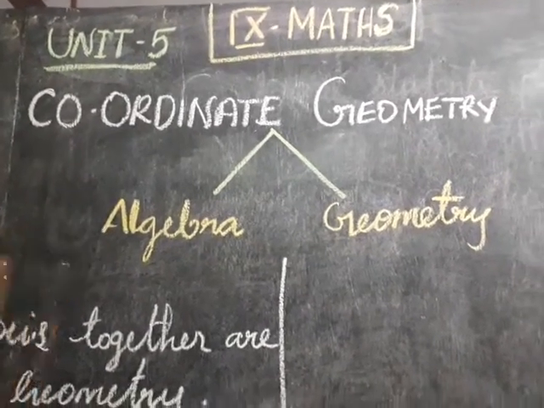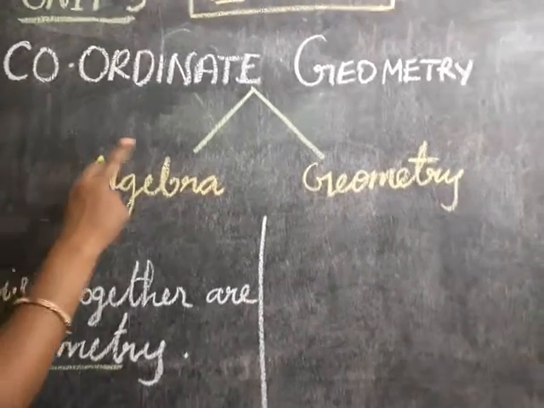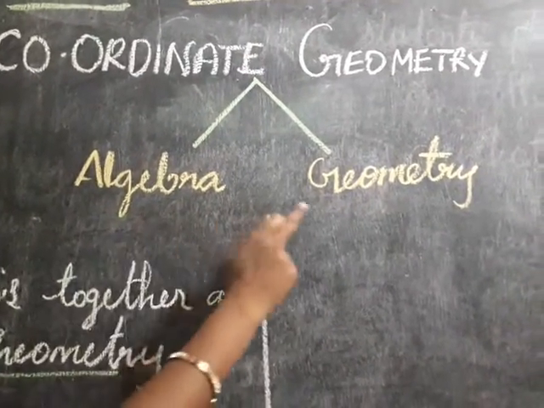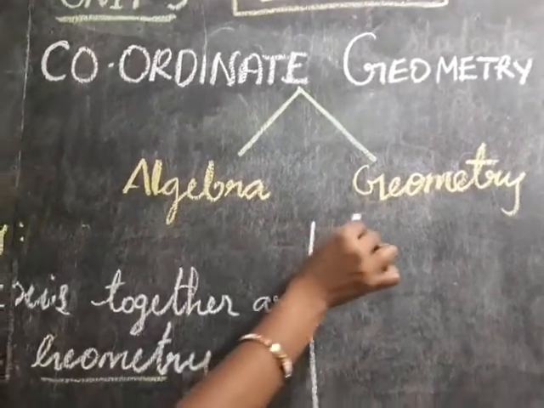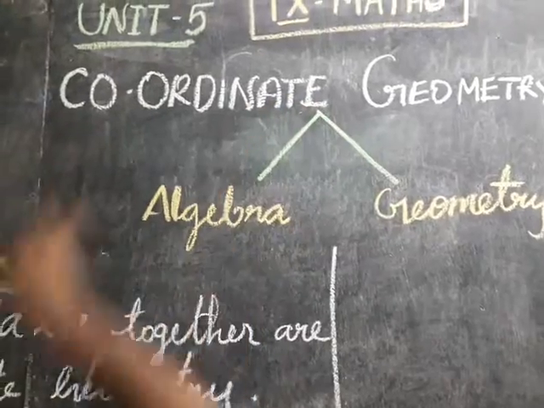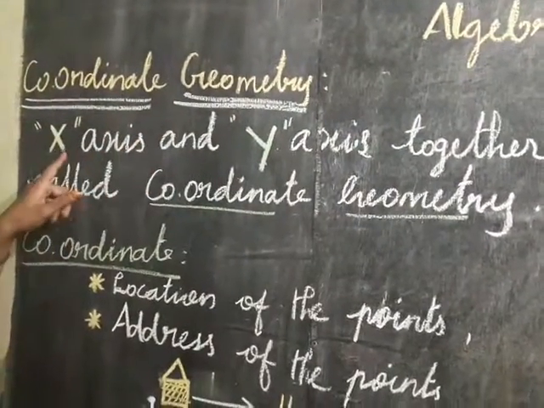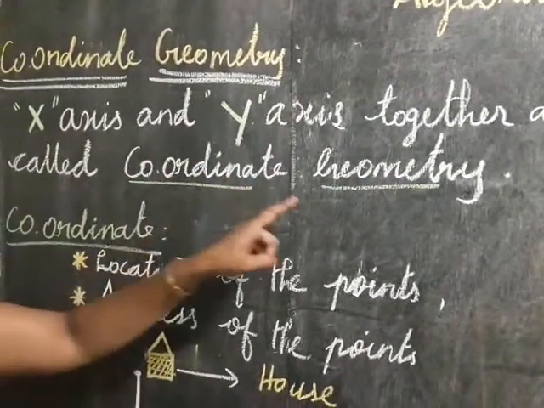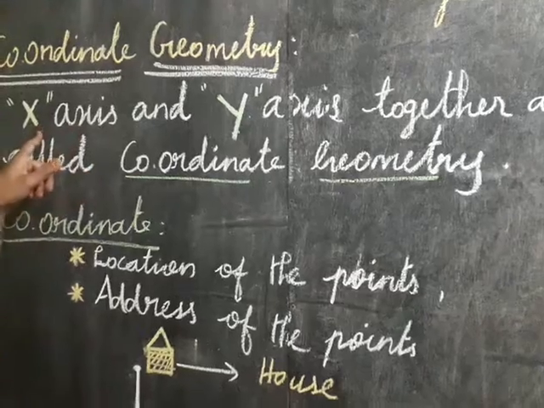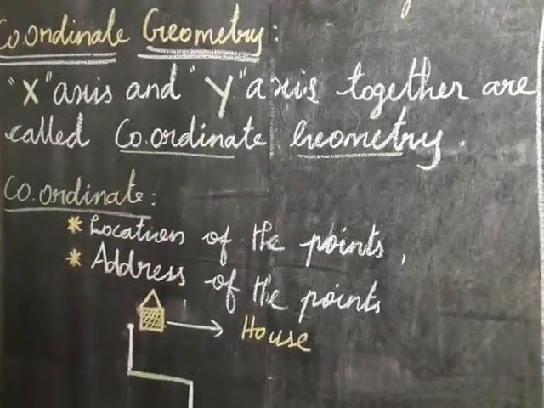This topic is very useful for your 10th standard also. What is the meaning of coordinate geometry? Algebra and geometry, a bridge of coordinate geometry. The x-axis and y-axis together are called coordinate geometry. Clear, dear?